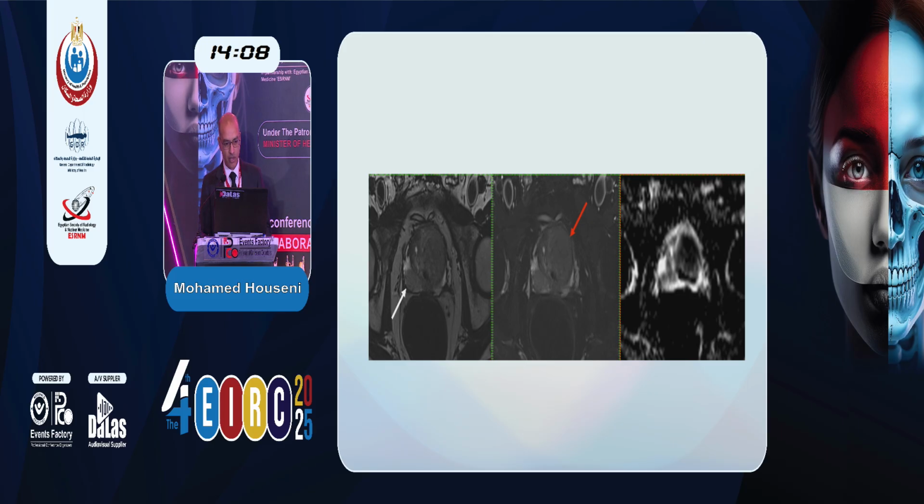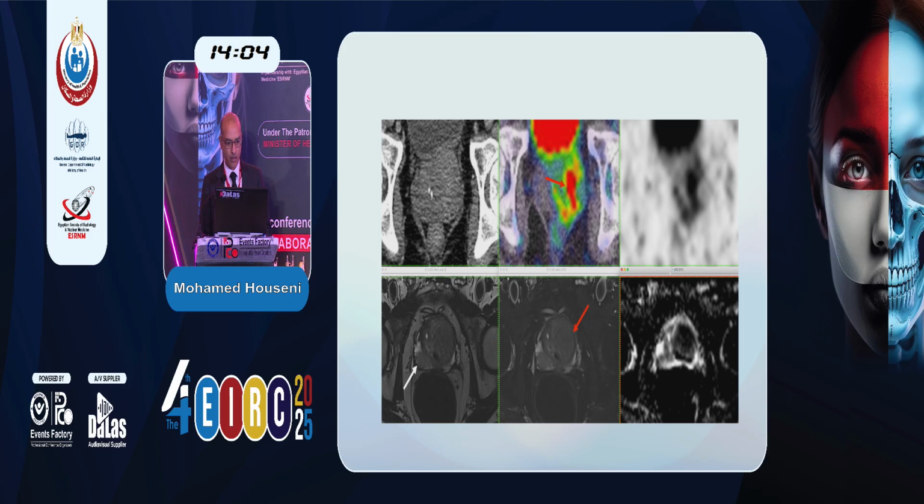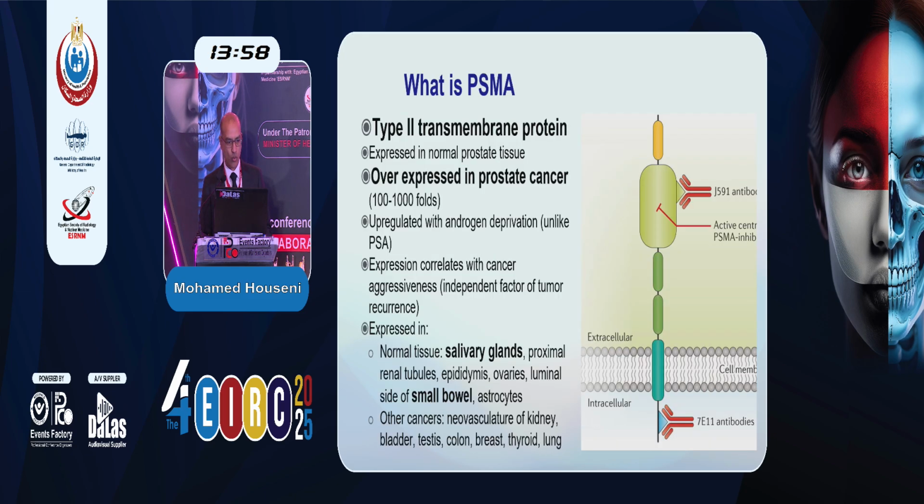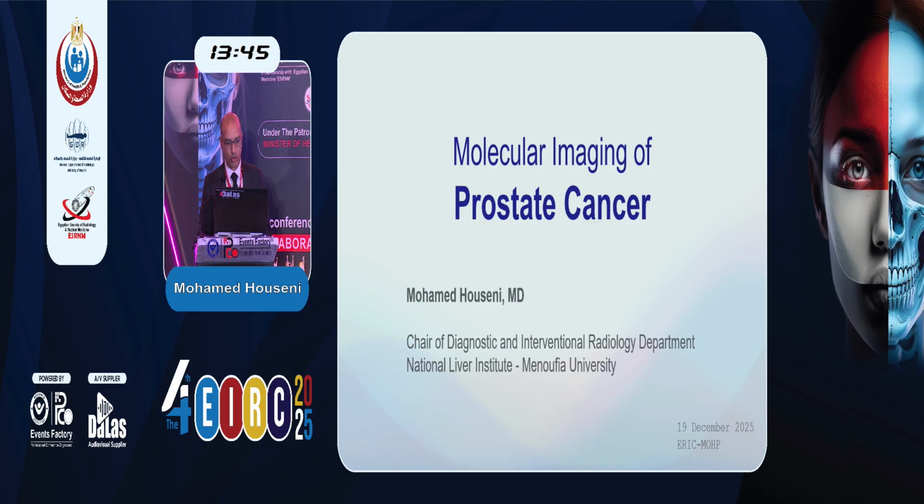In this case, the MRI demonstrated lesions at both lobes of the liver. However, with the PSMA, only the left lobe lesions are active. So what's the PSMA? PSMA is a type 2 transmembrane protein, is overexpressed in prostate cancer, and is also expressed in normal tissue such as the salivary glands and small bowel. So our talk today will be about the molecular imaging of prostate cancer.